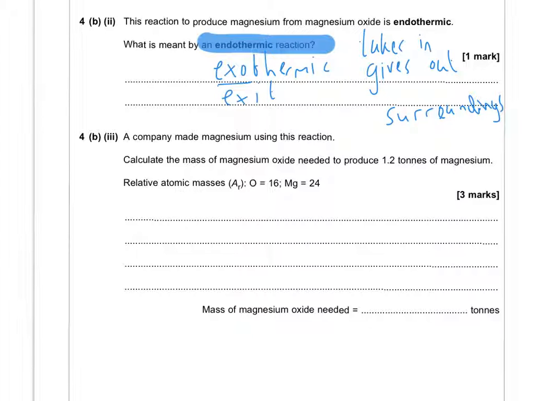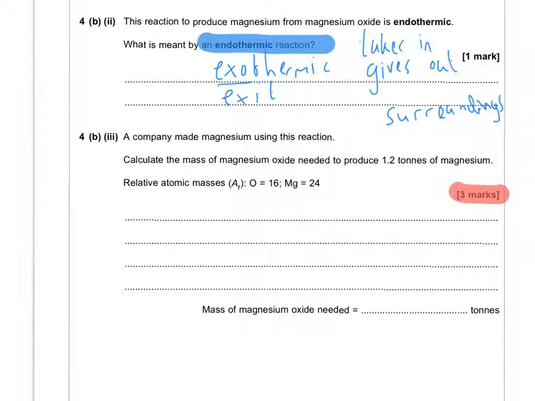Next one, a company made magnesium using this reaction. Calculate the mass of magnesium oxide needed to produce 1.2 tons of magnesium. Right, 3-mark question. Always tricky. This is a reacting masses question.